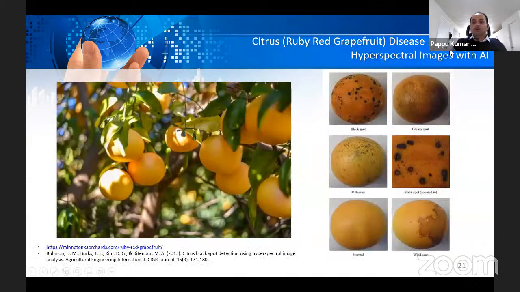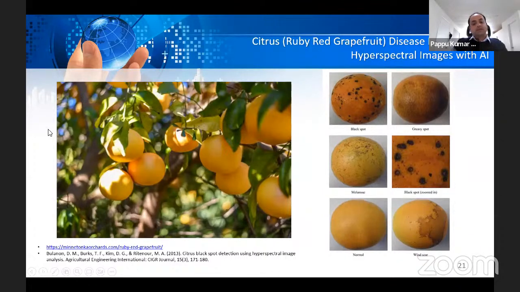So in our third project, which is part of my postdoc project here at the University of Florida, because in Florida citrus is a major crop. The projects you saw were from Texas, where cotton is the major crop, whereas in Florida it is citrus, including oranges, tangerines, and grapefruit. This is a ruby red grapefruit, as you can see.